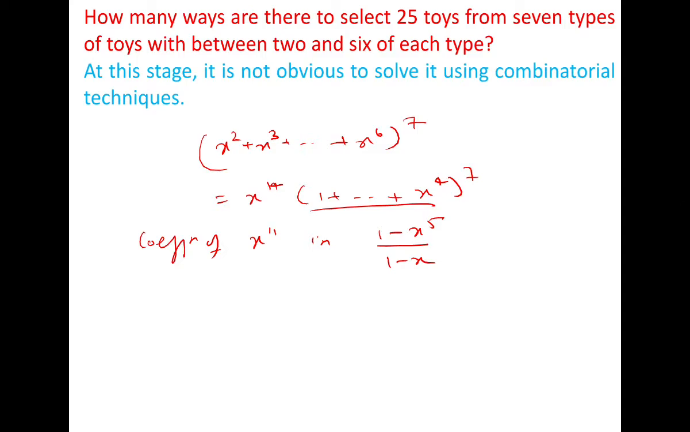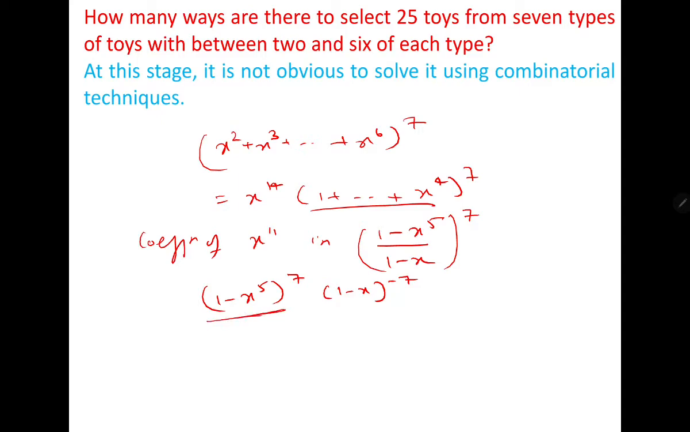So x raised to the power 14 is already gone, and this becomes (1 plus x) whole raised to the power 7. So this becomes (1 minus x raised to the power 5) raised to the power 7, and (1 minus x) raised to the power minus 7.